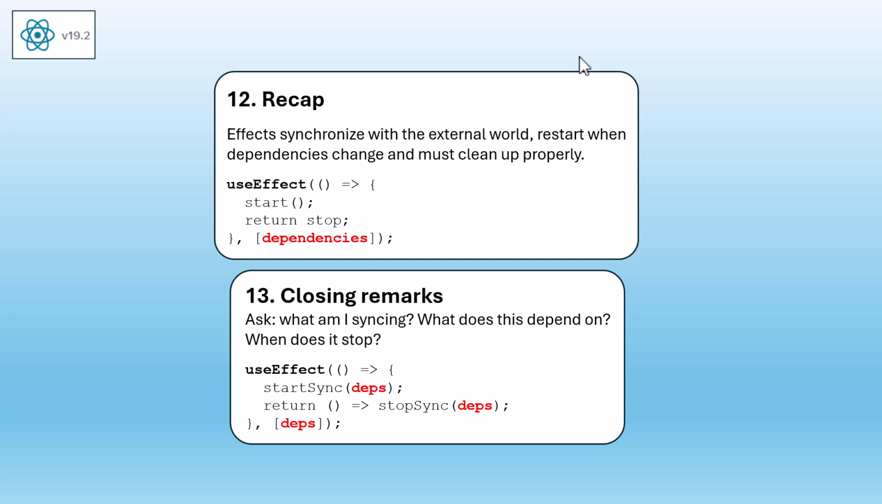13. Closing remarks. Whenever you write an effect, pause and ask, what am I synchronizing here? What values does this synchronization depend on? How will I stop it when things change or when the component is removed? By thinking in those terms, you'll write effects that are robust, maintainable, and aligned with React's rendering and reconciliation process.